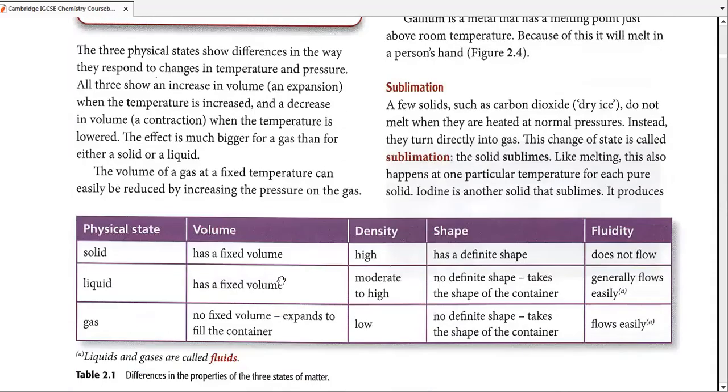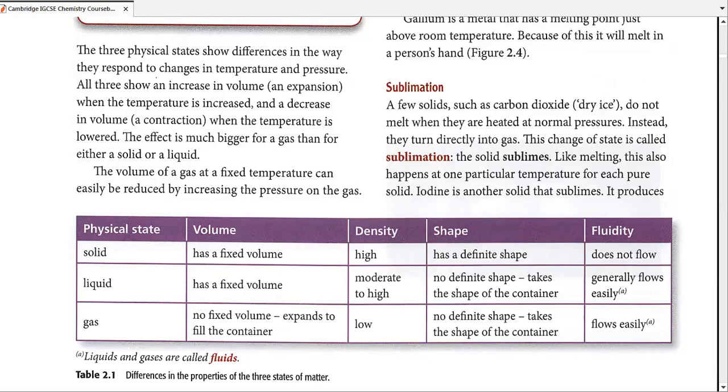We then studied a table about volume: solids and liquids have fixed volume, but gas expands to fill up the space. As much space as is given to the gas, it expands to that. So there is no fixed volume of a gas. When we discuss the density, solid has a high density, liquid might have a moderate to high density. For example, water is a moderate density liquid, but honey is a high density liquid. We also studied that gases have a low density as compared to solids and liquids.